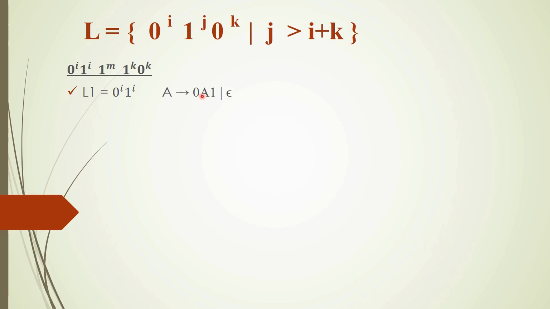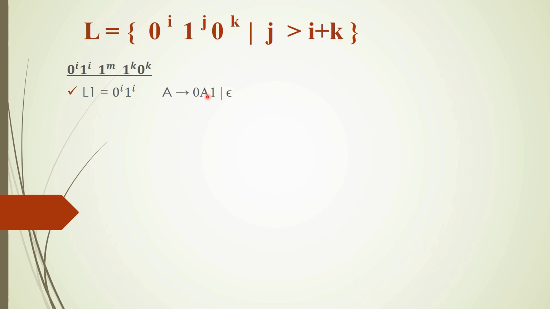It means when I want more appearances of this equation or this value, I replace this A again with the same expression. But at the time of the final appearance of 0 and 1, I have to terminate this, correct? So I substitute this A with epsilon, which is nothing but empty. This is how I generated the grammar for this specific string.